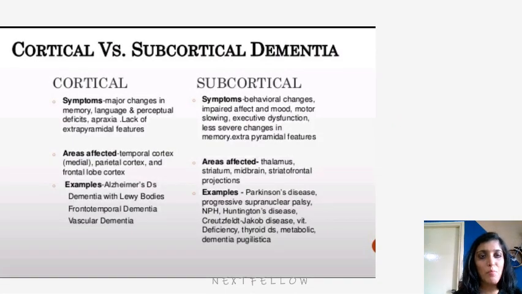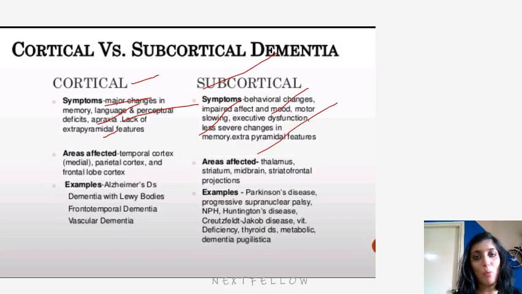Coming to a very important concept asked many times: the difference between cortical and subcortical dementia. In cortical dementia, the symptoms are major changes in memory, language and perceptual deficits, apraxia, and a lack of extrapyramidal features. Whereas in subcortical dementia, there are behavioral changes, impaired affect and mood, motor slowing, executive dysfunction, and less severe changes in memory. One important differentiating point is that extrapyramidal features are absent in cortical dementia, whereas they are present in subcortical dementia.